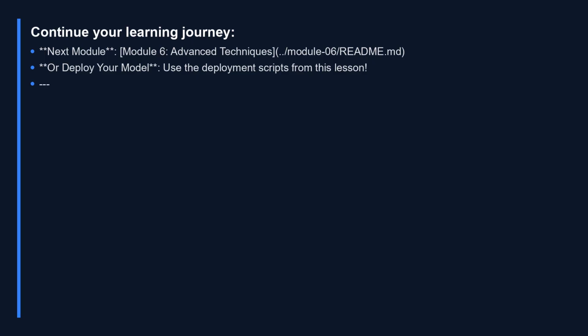What's next? 2 paths from here. If you want to keep building, Module 6 covers advanced techniques, things like continued pre-training, domain adaptation, and more sophisticated RLHF approaches. Or take what you built in this lesson and deploy your model right now using the scripts you just wrote. Both are valid next steps. The deployment code is ready to run.